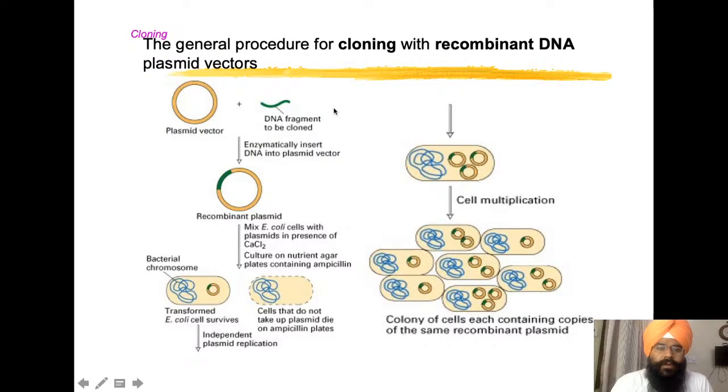So what happens in the process of cloning your genes? You have your plasmid vector and a DNA fragment, and you enzymatically insert the DNA into the plasmid vector. Then recombinant plasmids are mixed with bacteria in the presence of calcium chloride and cultured on nutrient agar containing ampicillin. The bacterium is transformed, the E. coli cell survives, and cells that do not take up plasmids die on the ampicillin plates. So independent plasmid replication happens. Then cells multiply, and clones of cells, each containing copies of the same recombinant plasmid, are produced.